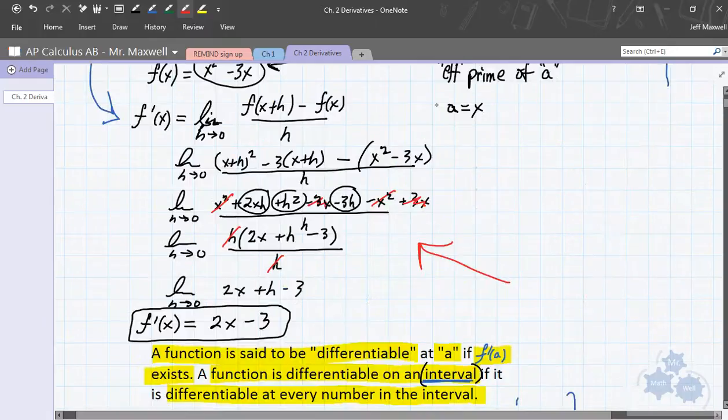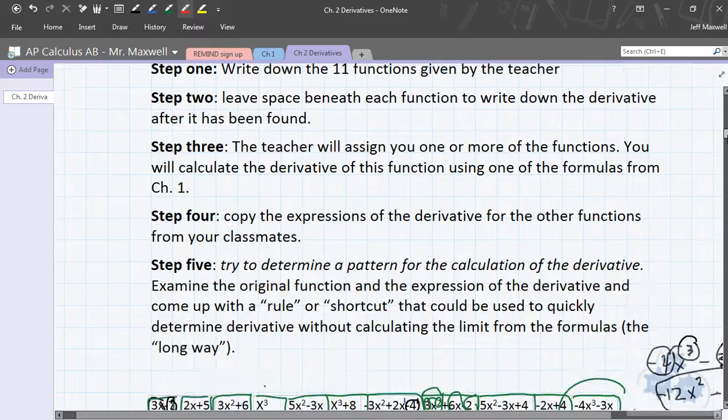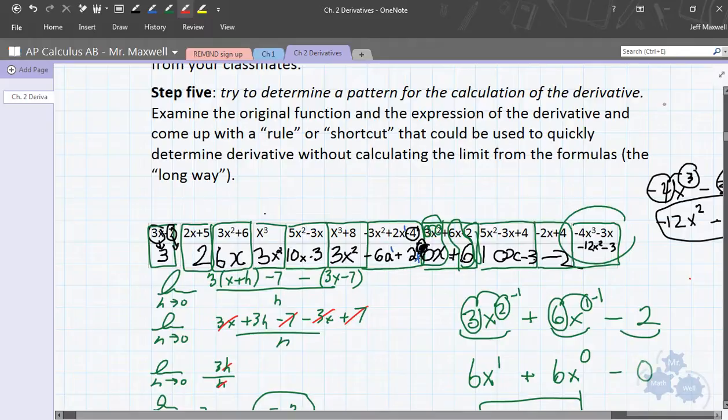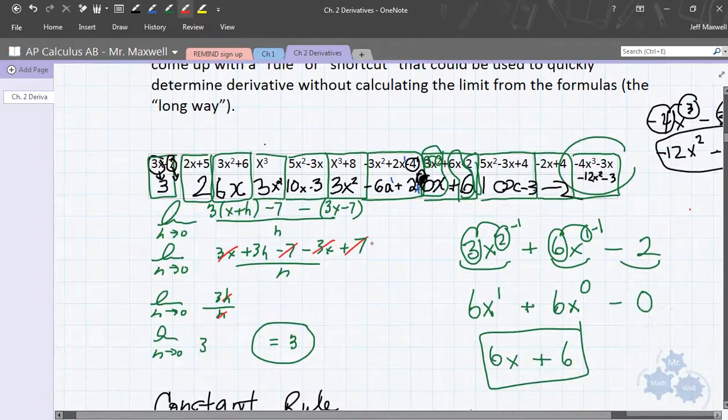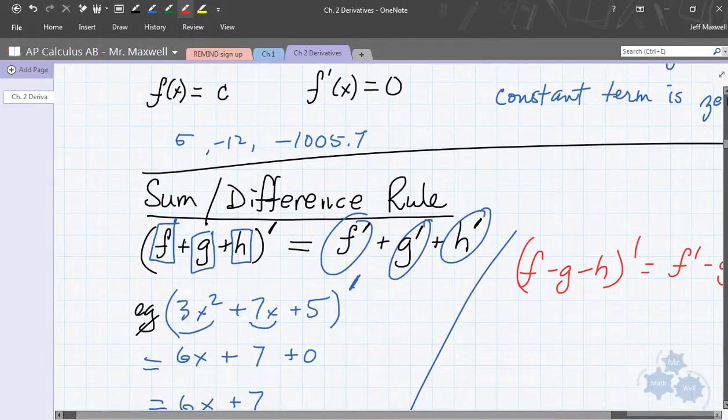In Chapter 2, this actually is finding the derivative directly from first principles, or in other wording, directly from the definition of the derivative. So in Chapter 2 we did this, so this may be on the exam. We did this derivative activity, if you recall, and I wrote down a whole bunch of functions, and each of you took turns finding the derivative directly from the definition using the limit. And we noticed some patterns. And from those patterns, you were able to come up with a few of the rules. You came up with 2 or 3 of them right away.